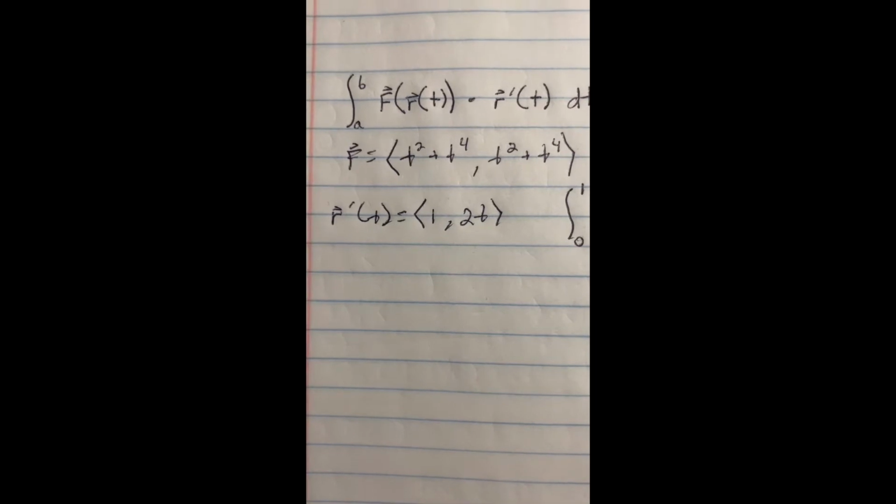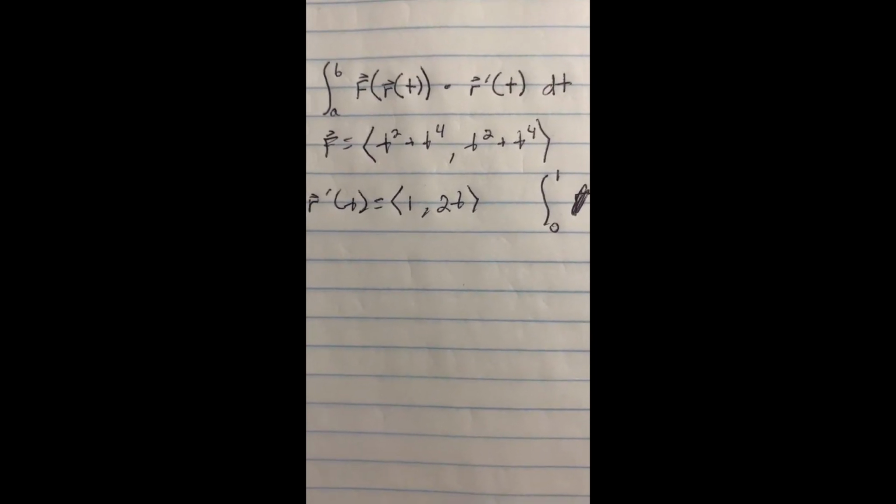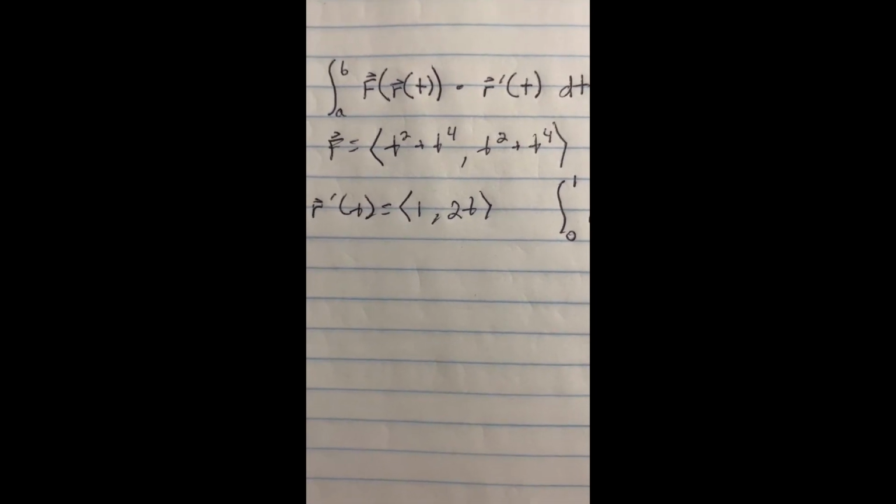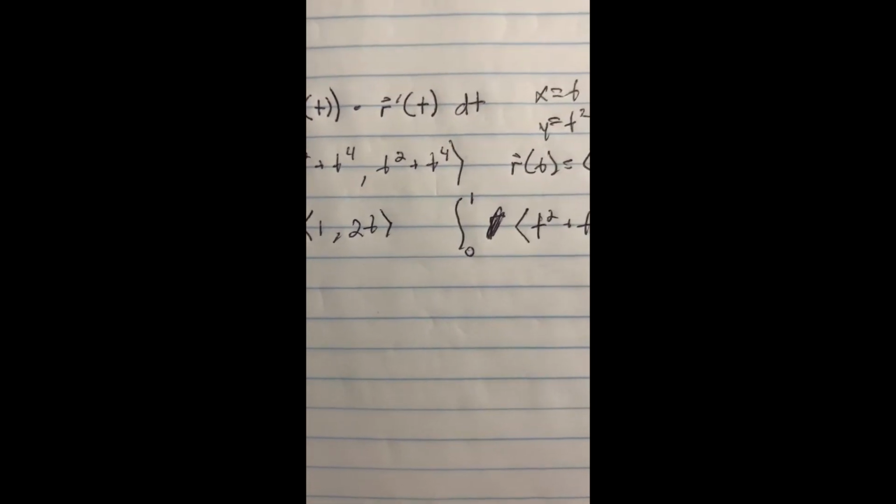So the way we'd go about solving this, the first step would be to parameterize the curve. So if we set x equal to t, then based on this equation, y is equal to t squared. And then t would be in between 0 and 1. Okay, so the line integral for this problem is equivalent to the integral from a to b of f of r of t dot product r prime of t.